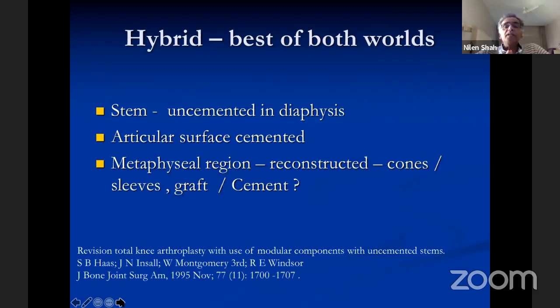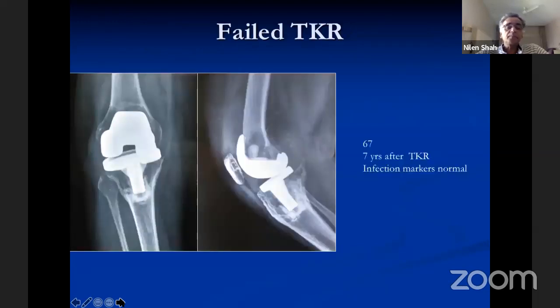The hybrid fixation is the best of both worlds. The stem is uncemented in the diaphysis, the articular surface is cemented, and the metaphyseal region can be reconstructed with cones, sleeves, graft, or cement. I'll just share an example of a revision knee.